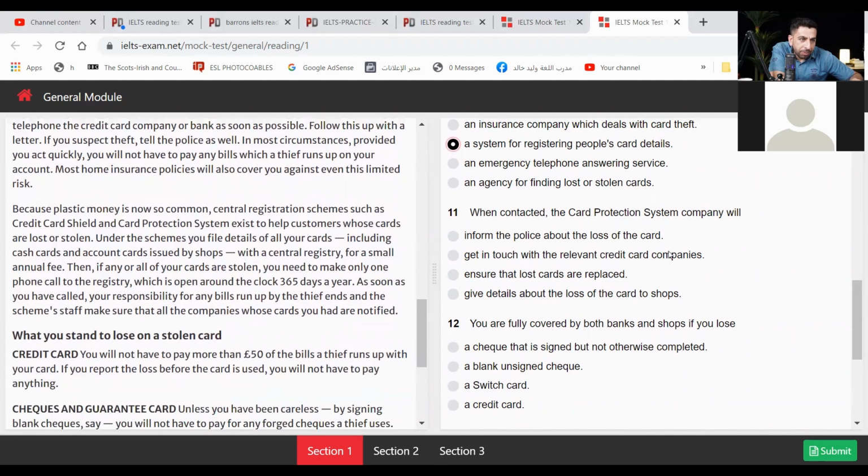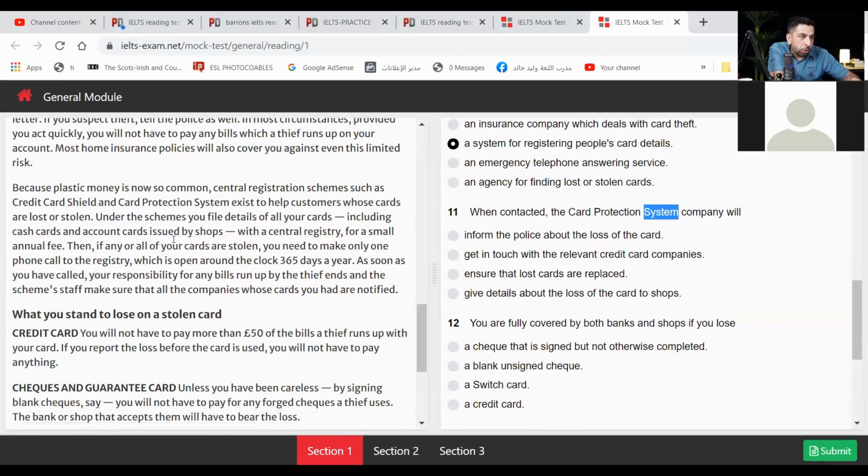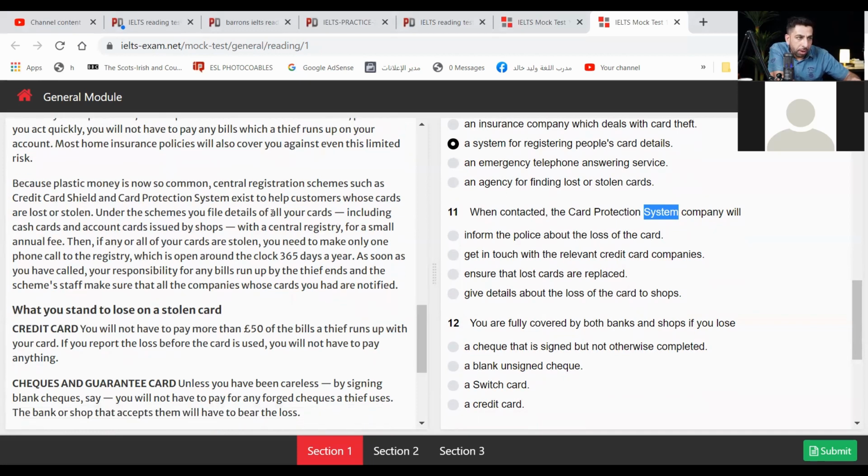Okay, I'm just losing the last one, but let me look for something. Now, when contacted, the credit card system, under the scheme, you file details of your card, including cash cards and account cards issued by shops. For me, I've gone through this paragraph. For me, the answer should be give details about the loss of the card to shops.